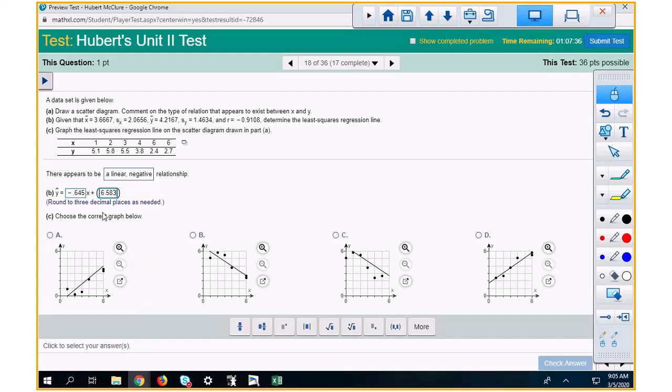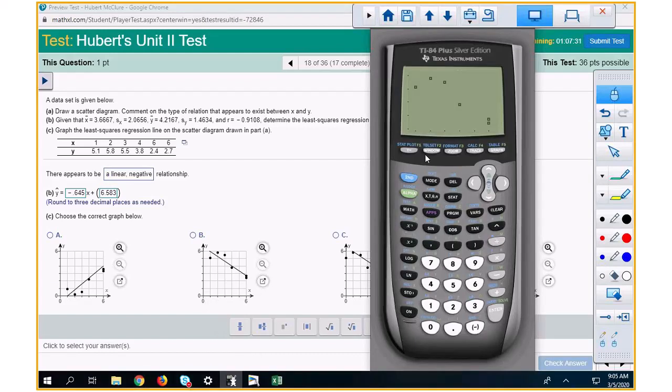So let's go back and put that in the calculator. Y is equal to negative 0.645x plus 6.583. And graph, hit delete, graph. And it looks like it's going between these two and right above those, so it's kind of hitting these two right here. So it looks like B again.